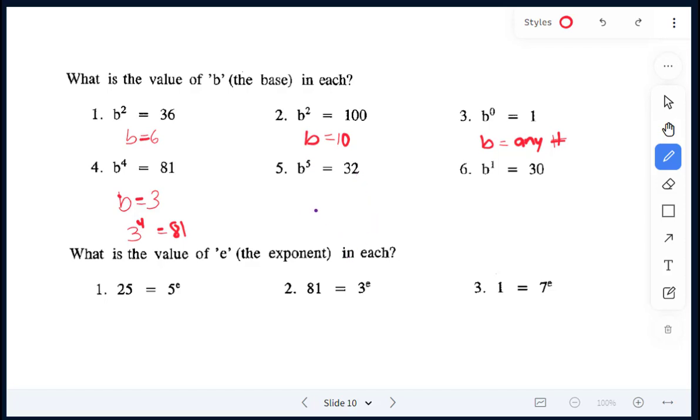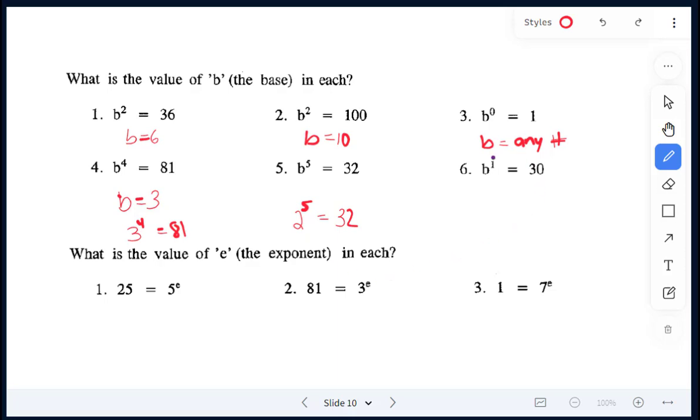What do you guys think? What should the base be equal to? Try in your calculators. So in your calculators, if you type in 2 to the 5th power, that gives us 32. So the base is 2.